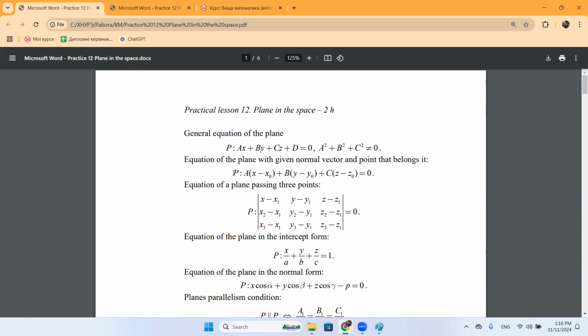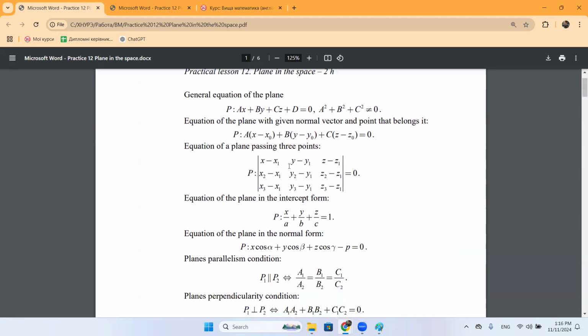So the second form is similar to the general equation, so it can be reduced to it. If we expand brackets here, we will receive this form, where D is the coefficient, and the same, A, B, and C are normal vector coordinates, and x0, y0, z0 are coordinates of the point that belongs to this plane.